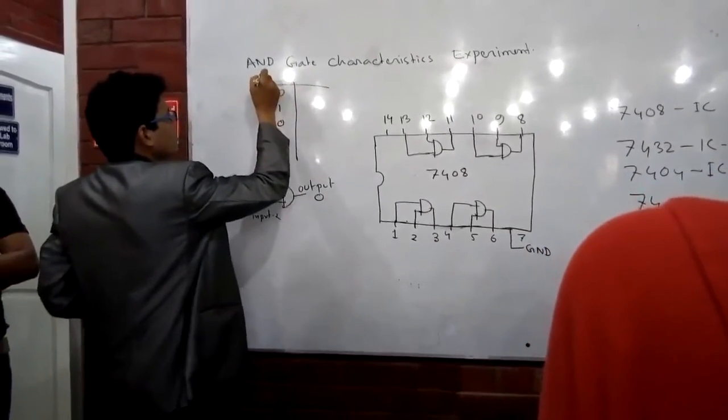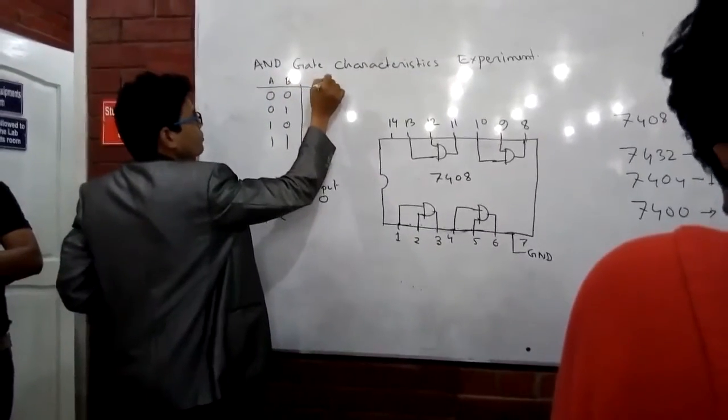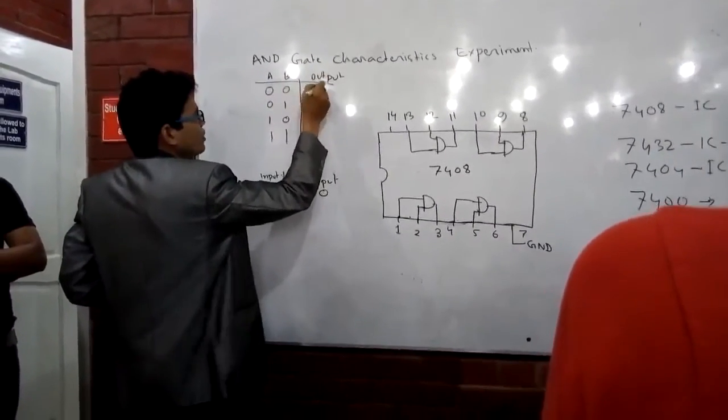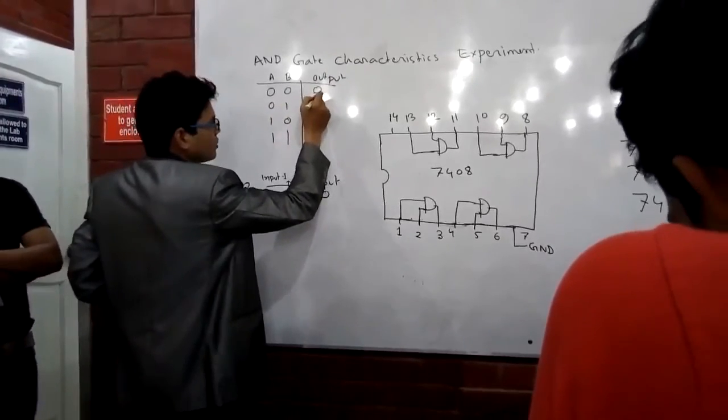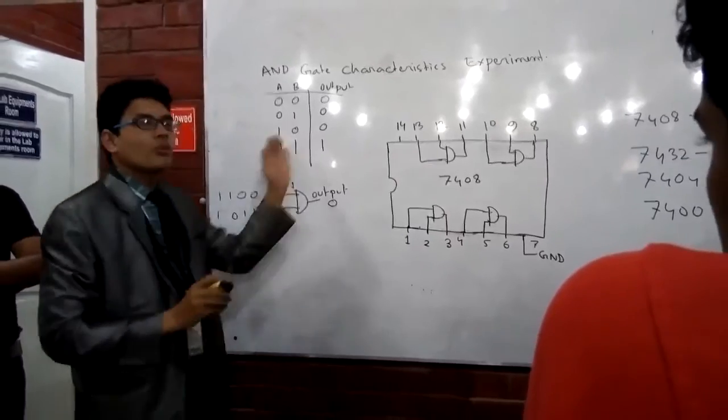So this was input A or B, right? Yes, sir. And output. Output was 0 for 0, 0. Yes, sir. 0, 1 makes 0. 1, 0 makes 0. And 1, 1 makes 1. That's what we have learned.